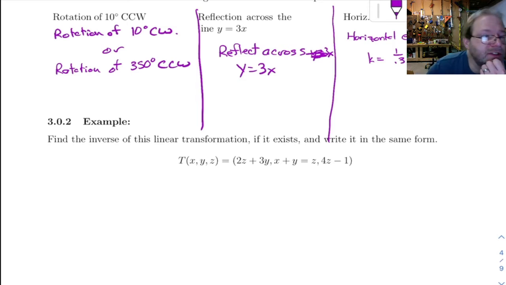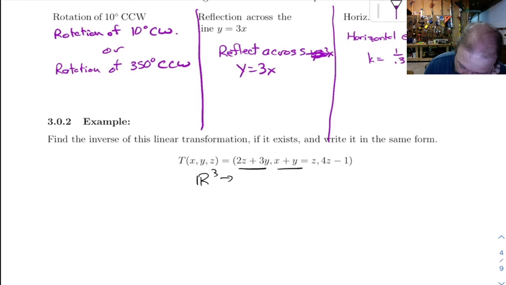All right. Let's look at this next example here. It says find the inverse of this linear transformation if it exists, and write it in the same form. Okay, so this is kind of like what we did at the beginning. This maps R3 to, let's see, how many of these do we have? 1, 2, 3. That's a typo right there. That's supposed to be x plus y plus z. So it maps R3 to R3.